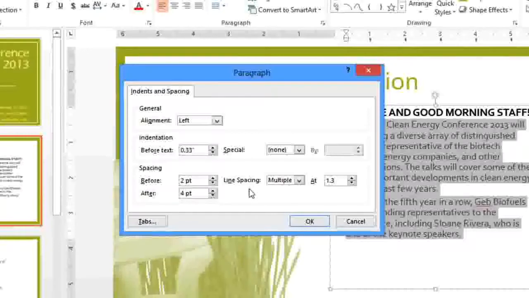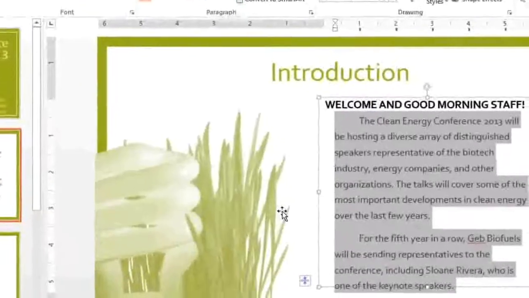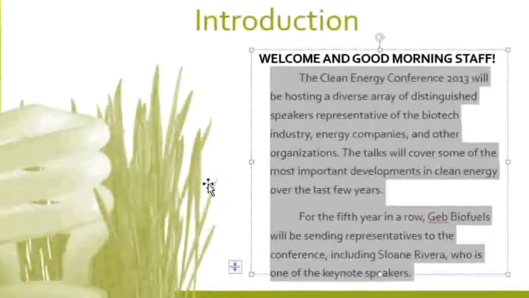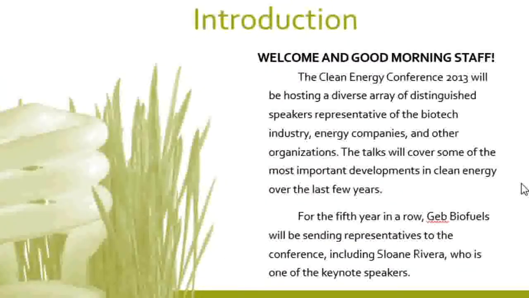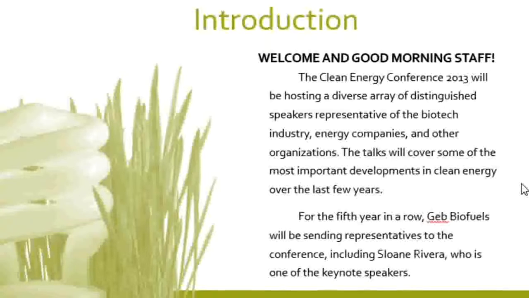While we're here, we can adjust the paragraph spacing, which is the extra spacing before and after each paragraph. I'm going to change the spacing after to 12 points. This has spread out the lines a little bit, and you can also see that the paragraphs are further apart now, which is going to make it easier for the audience to read the text.